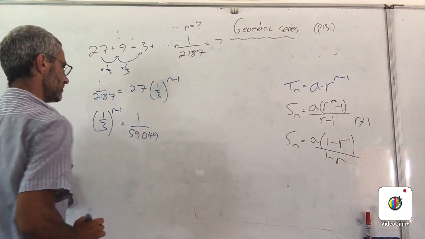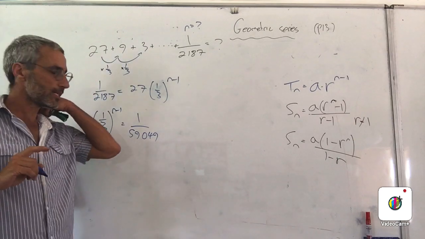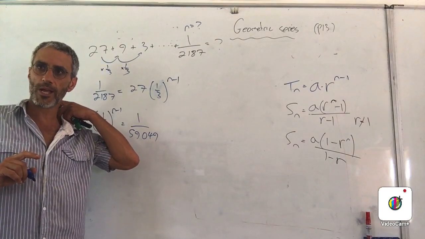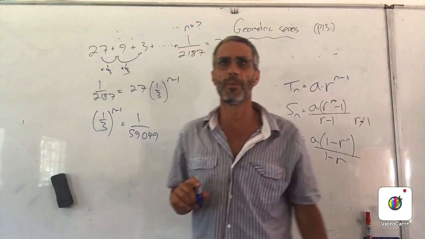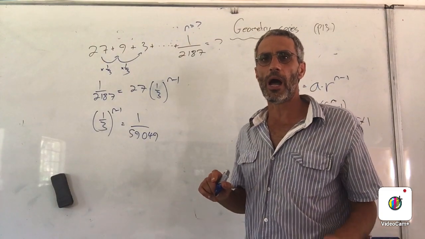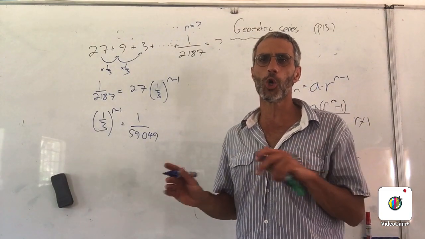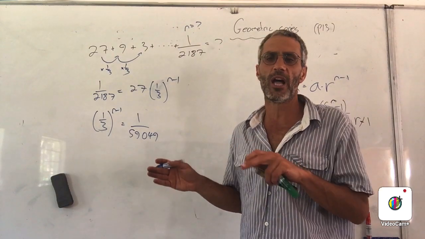59,049, right? Yes. Okay, now listen to this. What we did last week, I showed you how to use logarithm to solve this, remember? Which was a little bit complicated. Now, I'll show you how you can do it without logarithm.